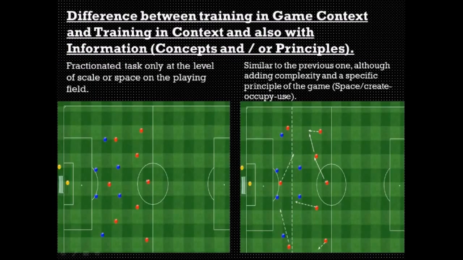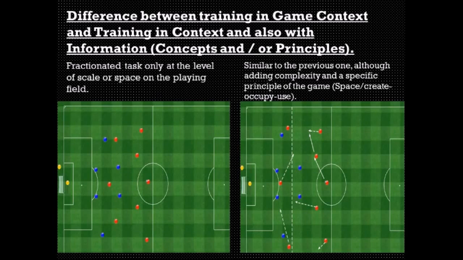Differences between training in game context and training in context with information, concepts or principles. The first example on the left is an intersectorial example of, I think, 8 versus 6. Yeah, 8 versus 6 plus the goalkeeper. It's a very simple intersectorial exercise.